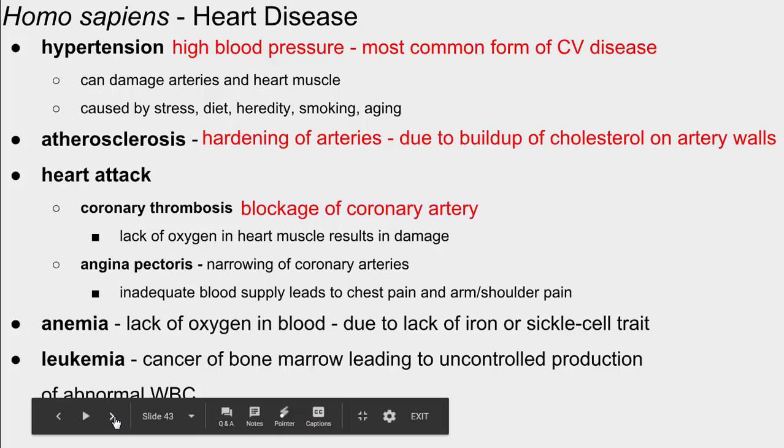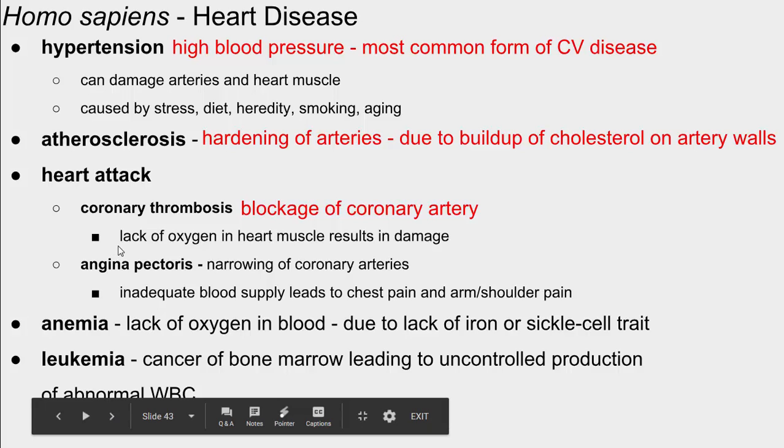Anemia is when the blood itself doesn't carry enough oxygen. Sometimes because there's a genetic disease that leads to the hemoglobin being formed incorrectly. Sometimes due to lack of iron to form that hemoglobin. And when a person has anemia, they don't have enough oxygen. They get tired very easily and fatigued.